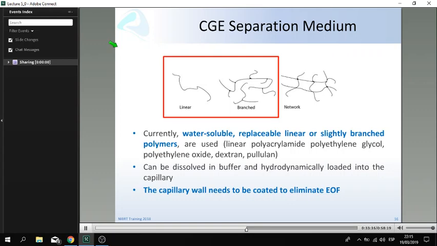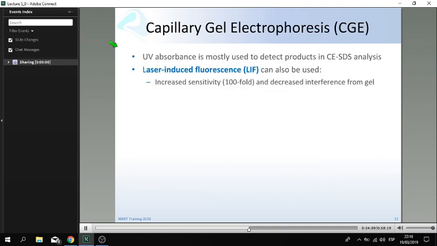But the capillary wall for this method needs to be coated to eliminate EOF. So in this case, we don't want EOF to separate our samples. We just want our samples to separate based on size because this is SDS separation. So EOF needs to be eliminated, usually by adding something like acid to protonate those silanol groups, and also these branched linear polymers help to neutralize EOF.